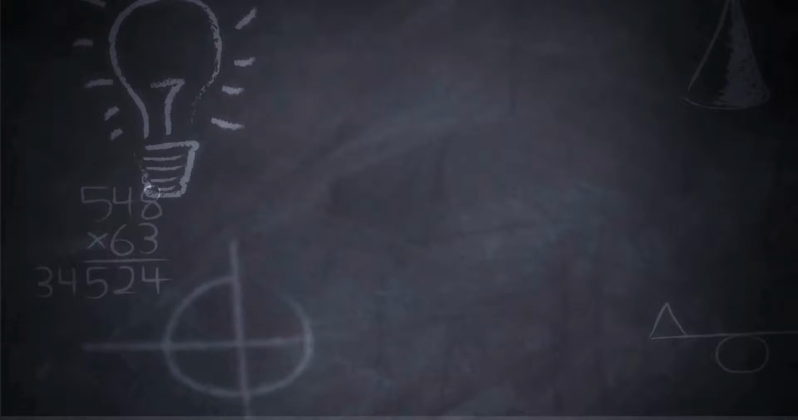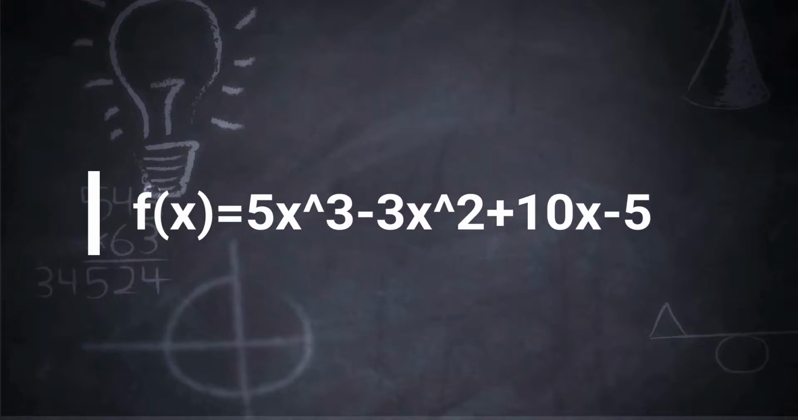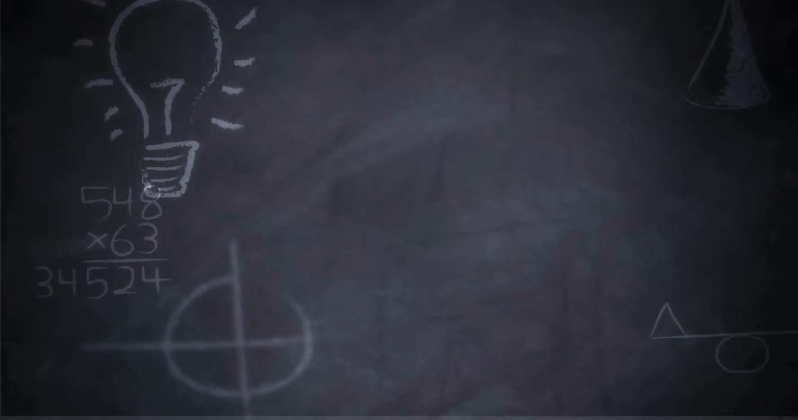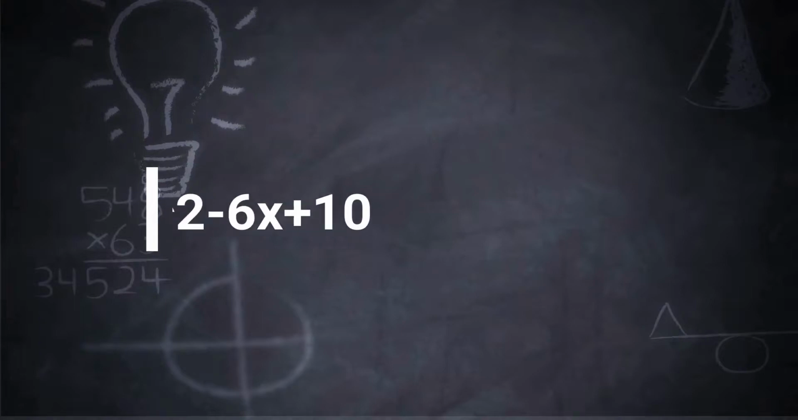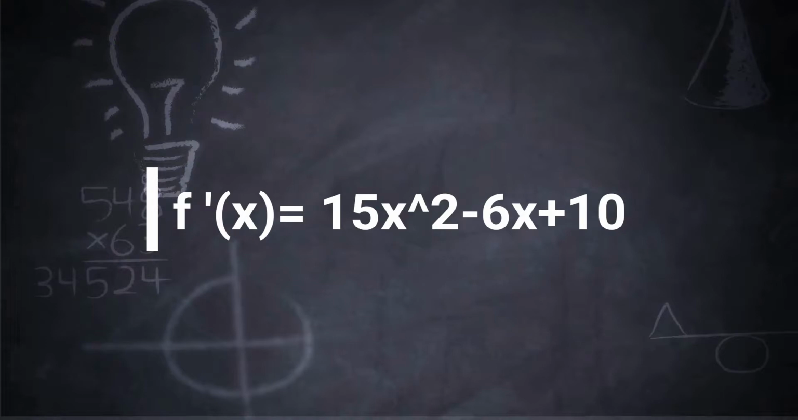This process can continue, but notice that we will get 0 for all derivatives after this point. This set of derivatives leads us to the following fact about the differentiation of polynomials. Let's start this section with the following function. F of x is equals to 5x cubed minus 3x squared plus 10x minus 5. By this point, we should be able to differentiate this function without any problems. Doing this, we get f prime of x is equals to 15x squared minus 6x plus 10.